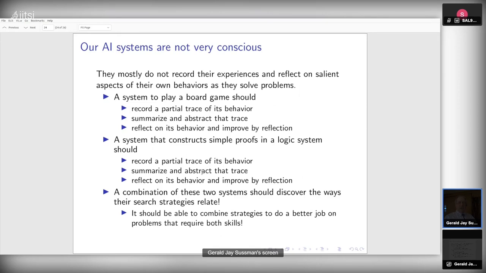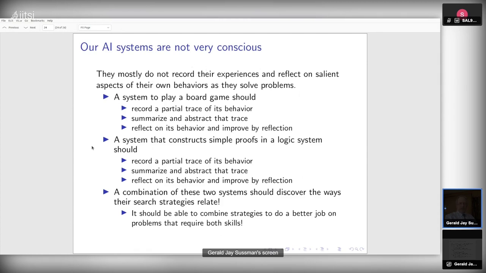They don't currently record their experiences and reflect on salient aspects of their behaviors as they solve problems. A system to play a board game should record a partial trace of its behavior, summarize and abstract that trace, and reflect on its behavior. Some of them do these days, like AlphaGo did. But basically, that's not the way we write our programs in general.